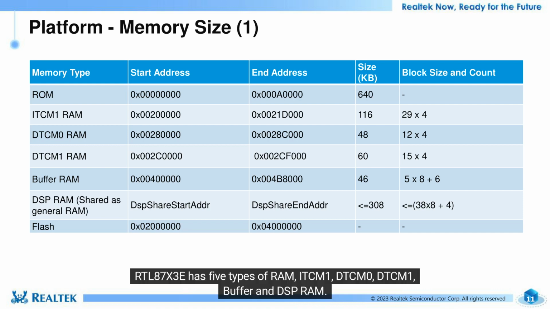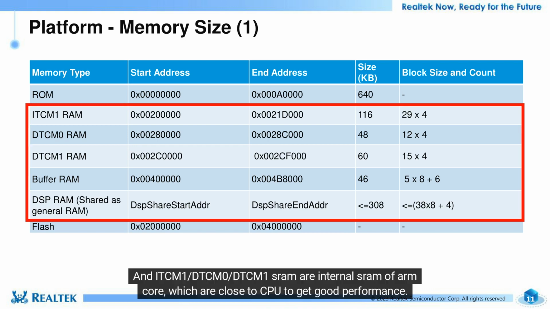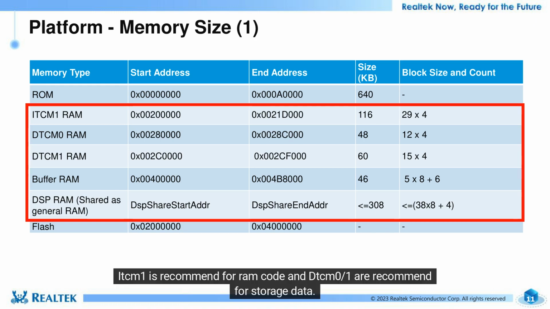RTL87X3 has 5 types of RAM: ITCM1, DTCM0, DTCM1, buffer, and DSP RAM. ITCM1/DTCM0/DTCM1 are SRAM or internal SRAM of the ARM core, which are close to the CPU to get good performance. On the contrary, buffer SRAM and DSP share SRAM are relatively slow for CPU access. All types of memory could be used to store data and execute code. ITCM1 is recommended for RAM code and DTCM0/1 are recommended for storing data.